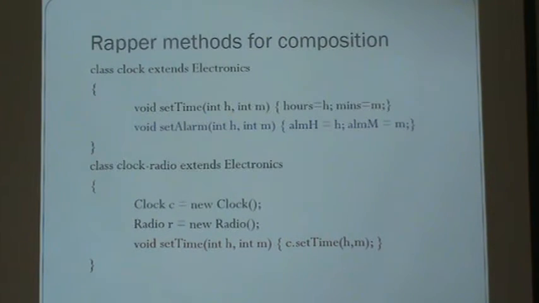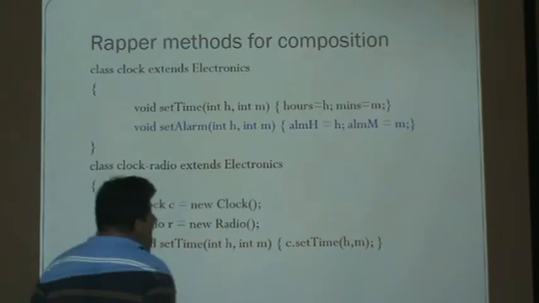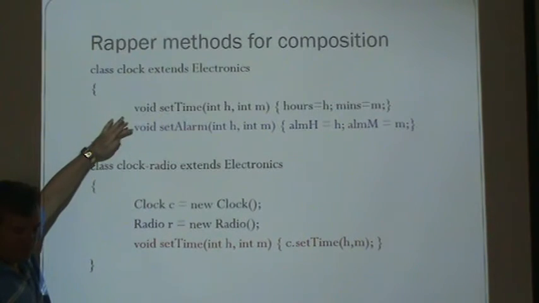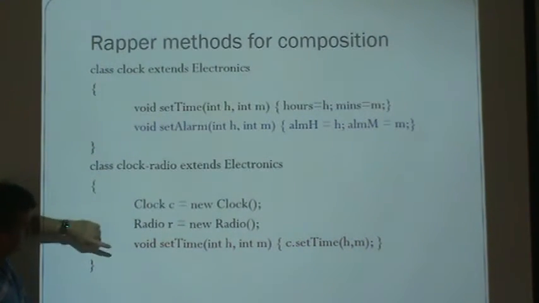Can we use like just the one set time or set alarm? Why are we using the same parameter, right? The hour and minute. So wait, you're saying can we use this one or this one? Can we just use the set time for both? Like for C dot set time and R dot set time, like that?